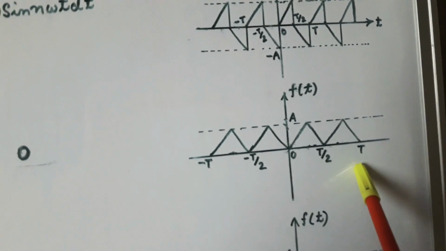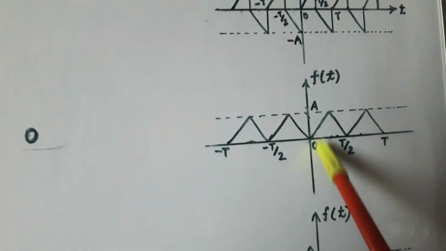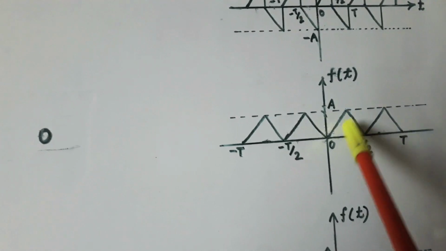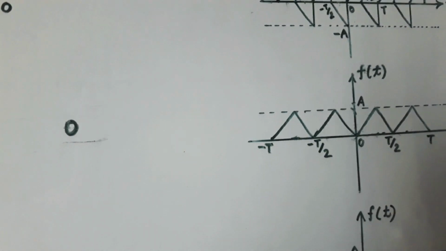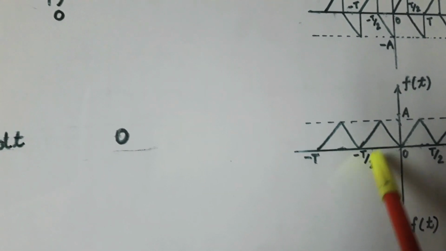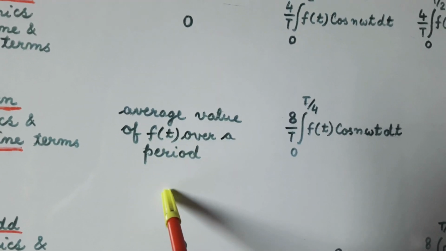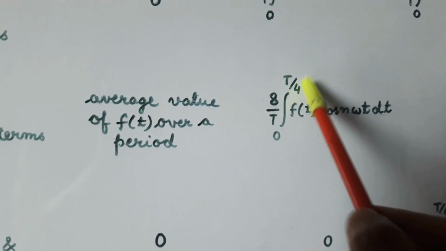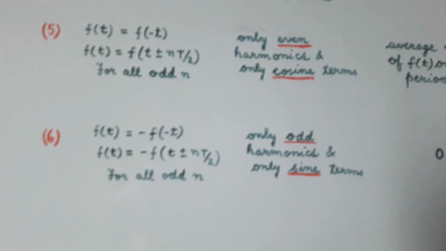This function satisfies both the conditions, that is f(t) is also equal to f(minus t) and f(t) is also equal to minus f(t plus T/2) and minus f(t minus T/2). So in this case only the value of the coefficient bn will be 0 and the value of a0/2 will be equal to the average value of f(t) over a period, and the value of an will be equal to 8/T integral 0 to T/4 of f(t) cos n omega t dt.